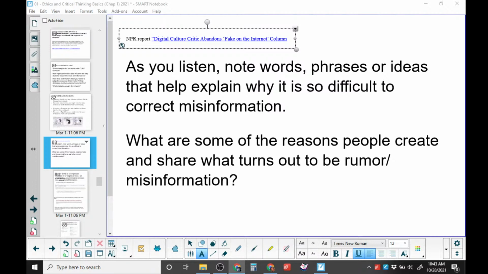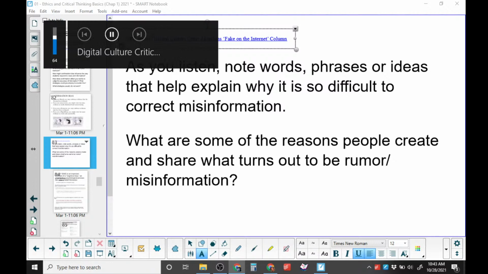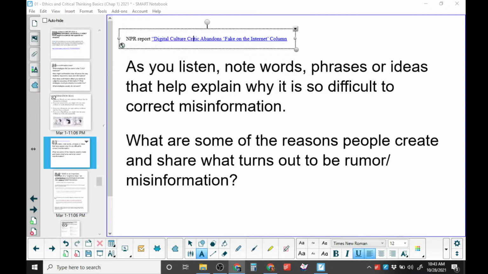For 82 weeks, Caitlin Dewey wrote a column for the Washington Post called "What Was Fake on the Internet This Week." Now she's decided that format wasn't working, and she's here to explain why. Welcome to the show. Hi Ari, how are you? I'm good. So, how has the internet changed since you started this column in May of 2014?